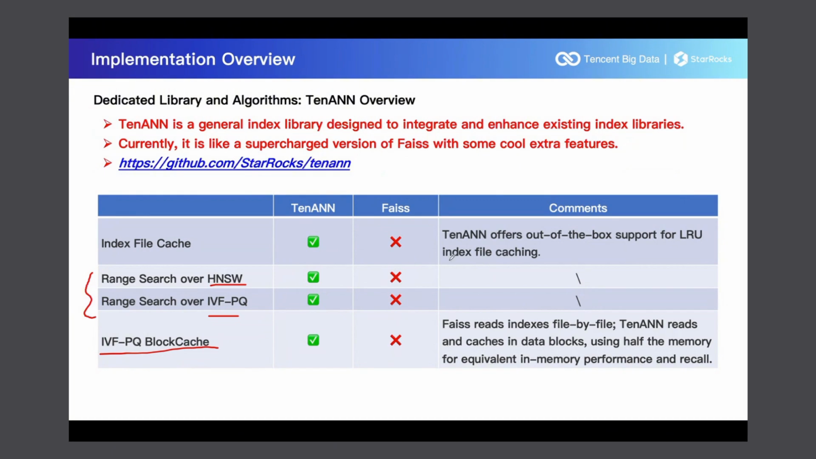Instead, TNN reads and caches IVFPQ index block by block. Compared with Faiss, we can achieve equivalent performance and accuracy while using half the memory with block cache.